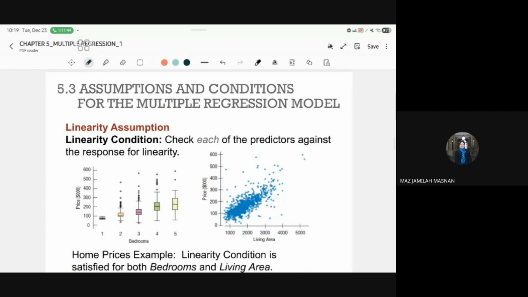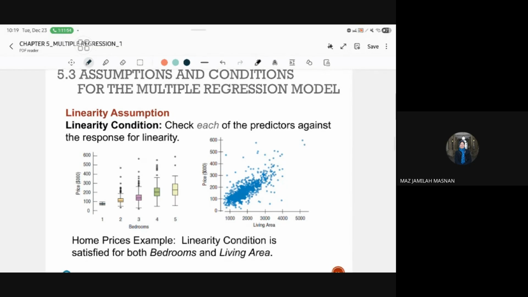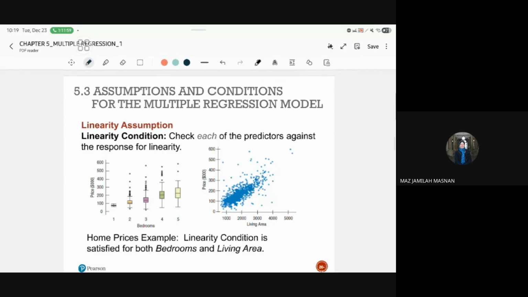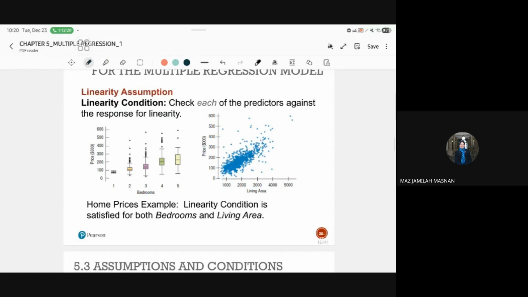Okay, if you don't have any questions, let us move to the assumptions and conditions for the multiple linear regression model. So as usual, if we have assumptions in ANOVA, we have assumptions in simple linear regression, we also have assumptions for multiple regression, and you can imagine that the assumptions will be much more complicated because we have more variables included in the model.